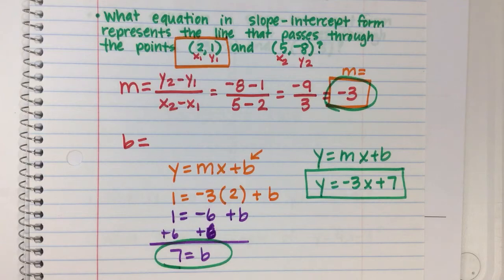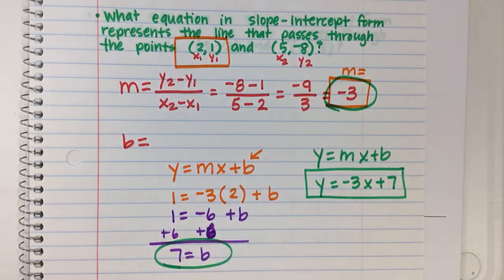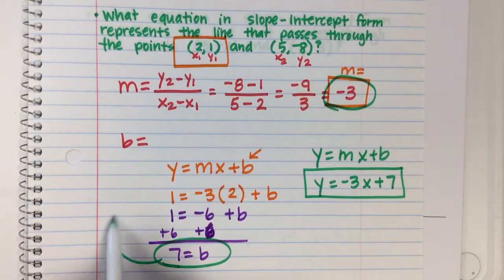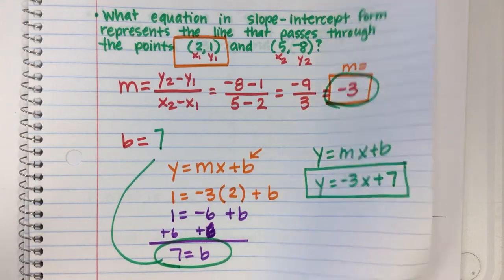So first I have to find the slope, then I use the slope and one of the given points to solve for b. And once I figured out that b was 7, then I had everything I needed to know to plug it in my equation.